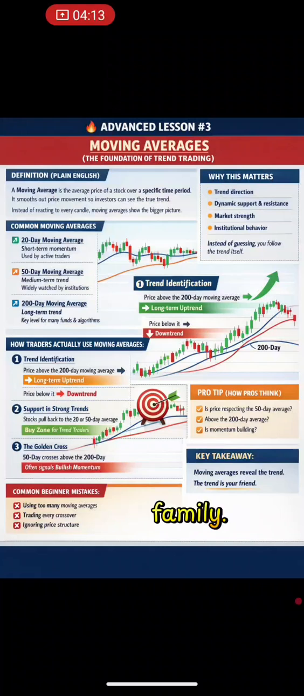The key is, family, moving averages reveal the real trend. And the golden rule of markets is simple: the trend is your friend, man.